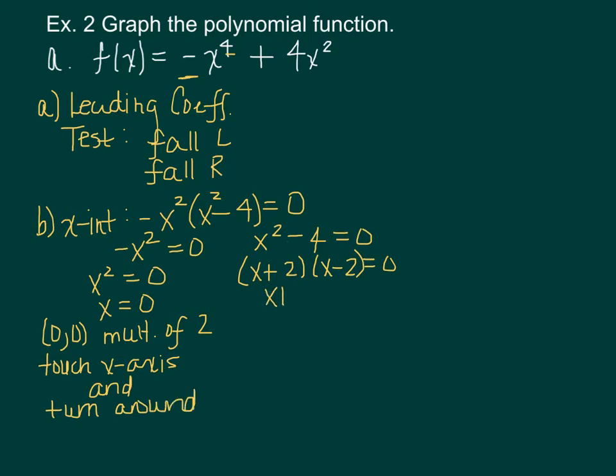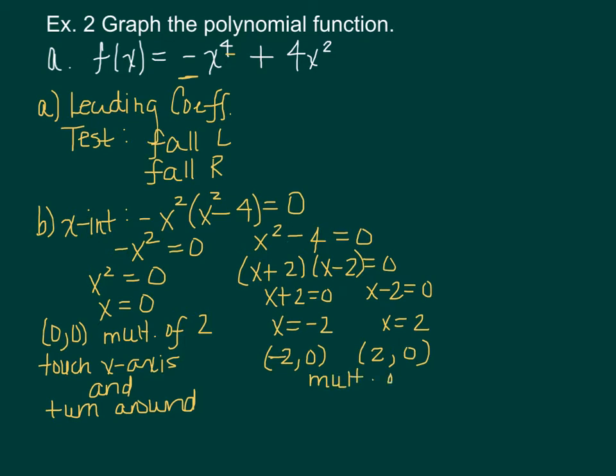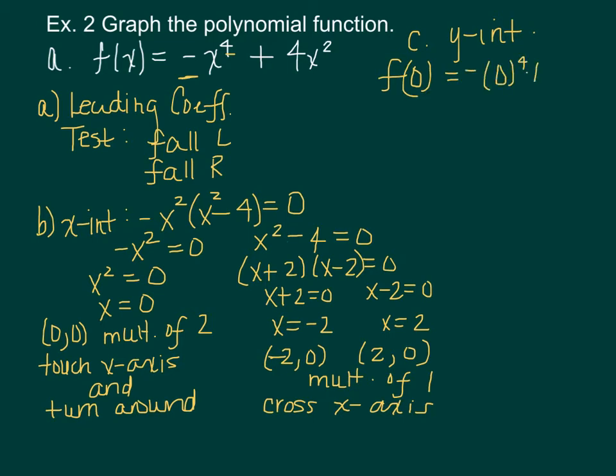This one I have x squared minus 4, I'm going to have to set equal to 0. So I have x equals negative 2, x equals 2. So this is (-2, 0) and (2, 0). And both of these have a multiplicity of 1. So that means they're just going to cross the x-axis. Okay, C. Find the y-intercept. You're going to plug in 0 for all the x's. And you're going to get 0. So your y-intercept is (0, 0).